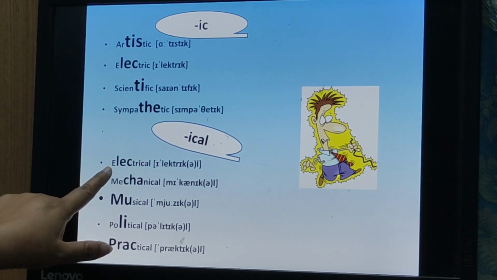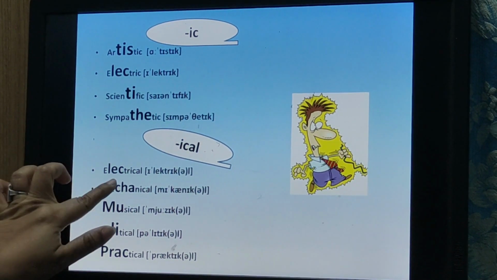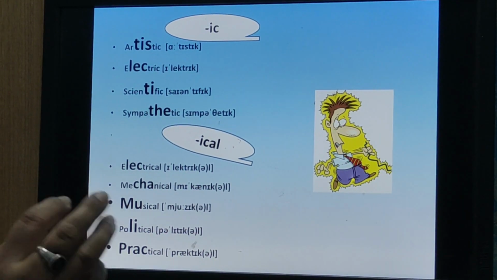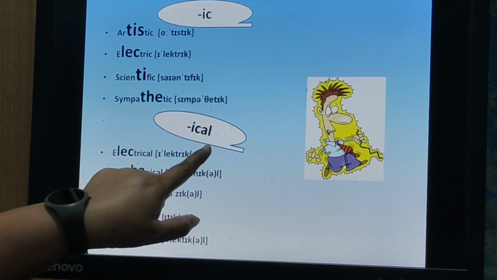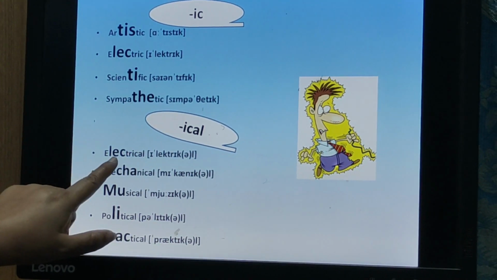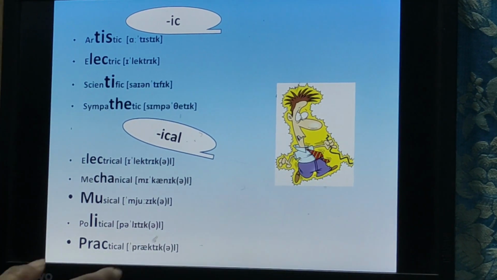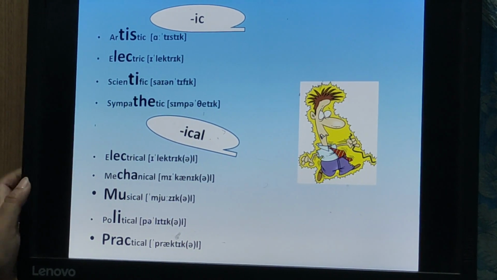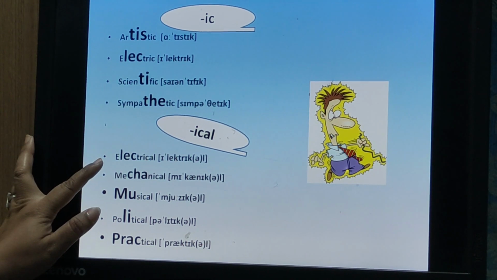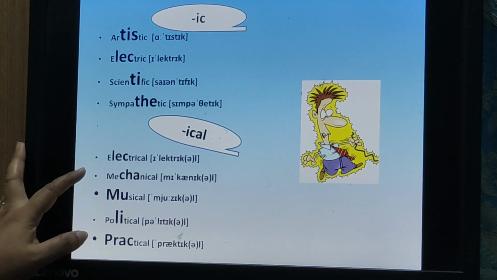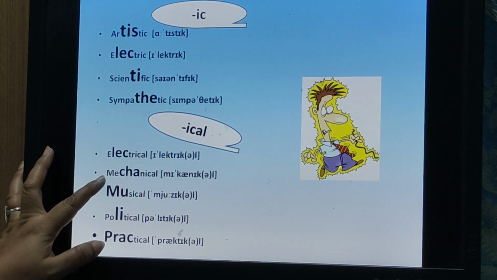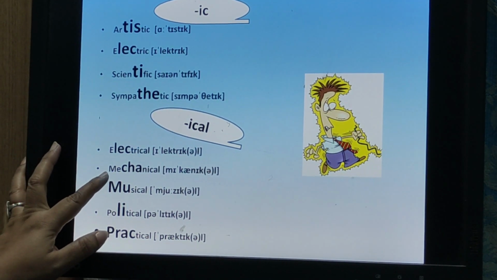Okay, now we move on to the next ending. It's ICAL. So if you look at this word electrical, we have 4 syllables there, and whenever ICAL ending is there, we always stress the 3rd syllable from the right hand side. So it's electrical, electrical, electrical. Mechanical, mechanical.